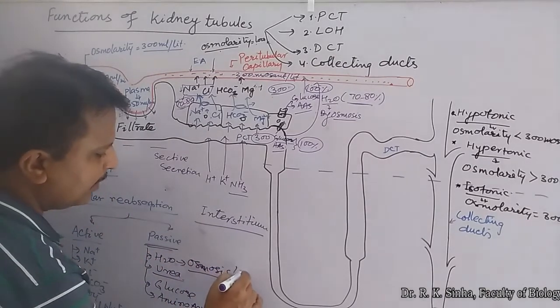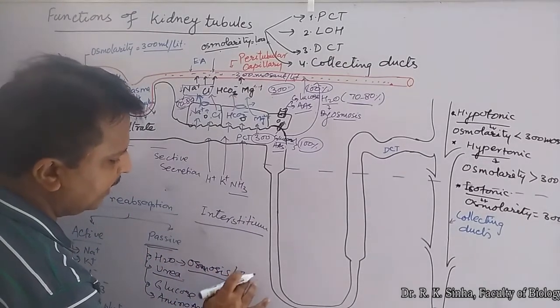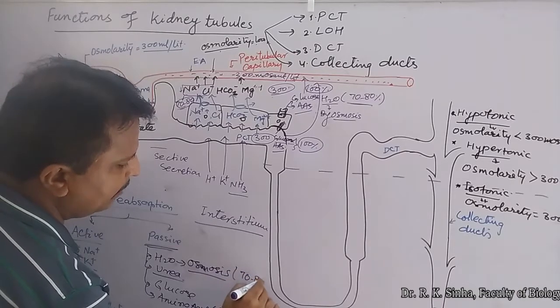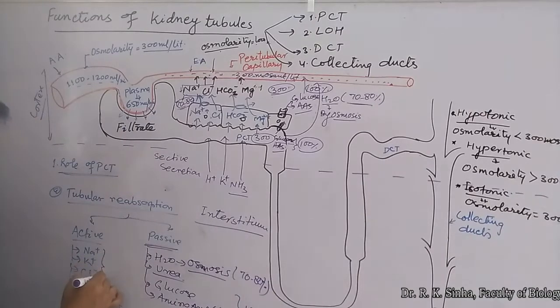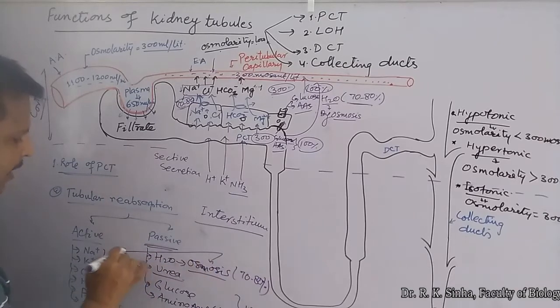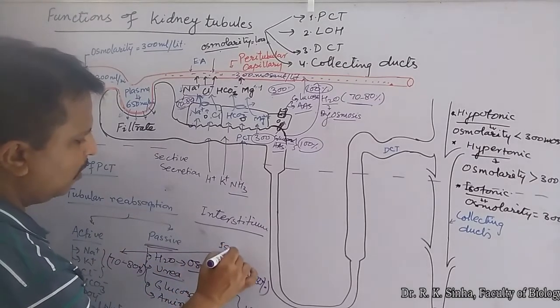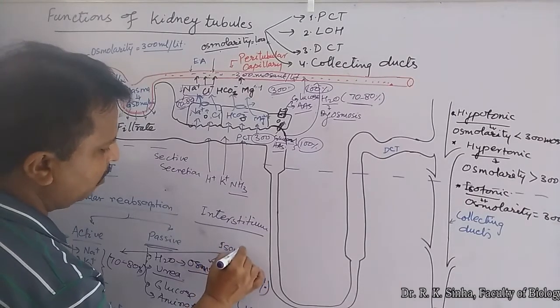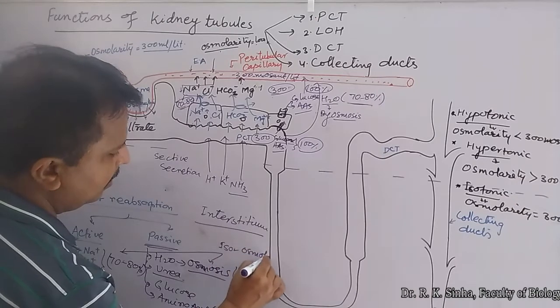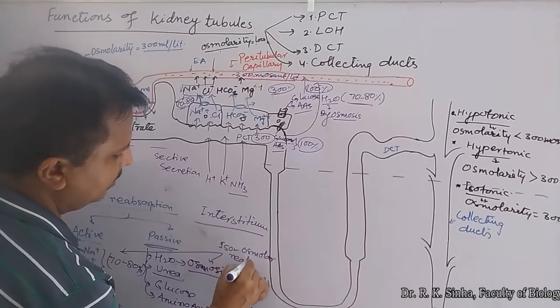This is 70 to 80% from the PCT, and this also 70 to 80% from the PCT. Okay. So these two are isoosmolar reabsorption.